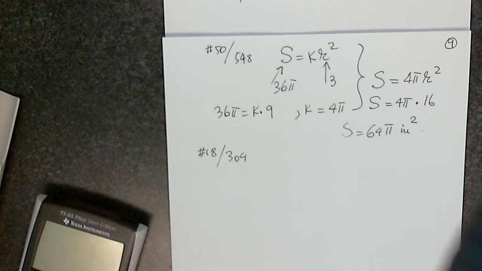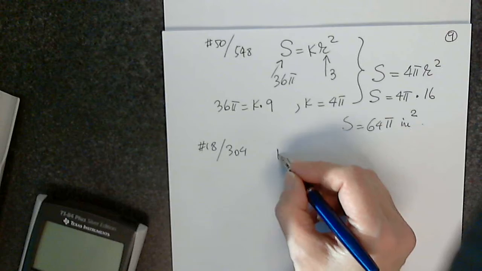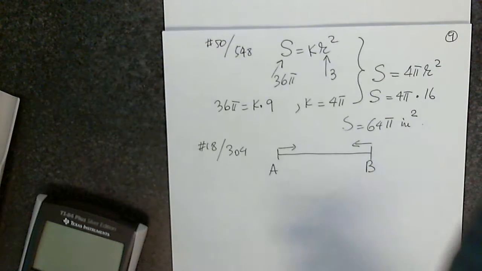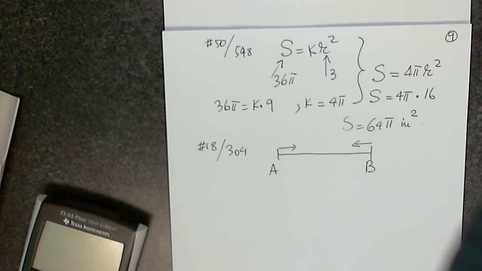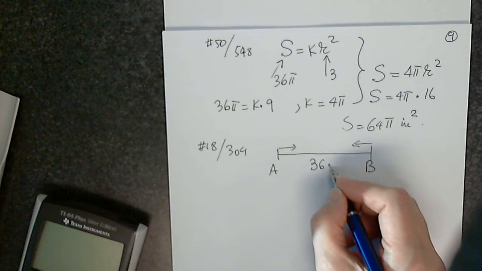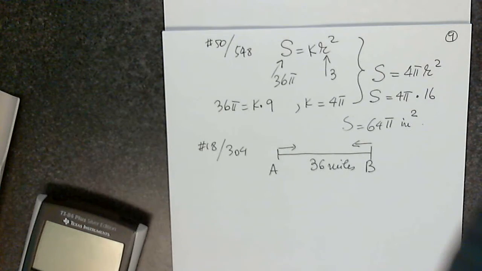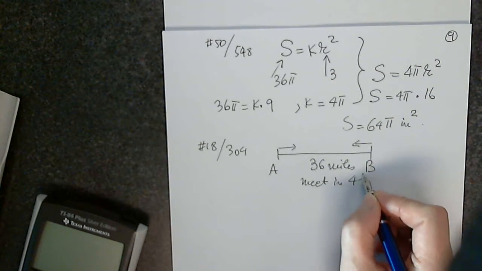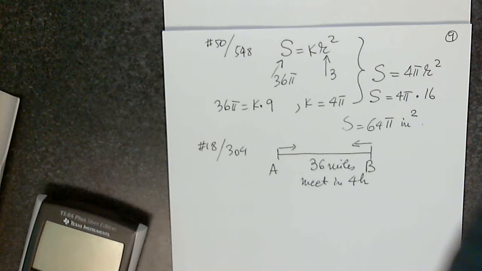Two hikers start at opposite ends of the Centennial, I think, I'm not really sure, trail, and walk towards each other. Okay, so here they are, one in point A, one in point B, and they walk towards each other. Fine. The trail is 36 miles long. And they meet in 4 hours. If one hiker is twice as fast as the other, find their speeds.